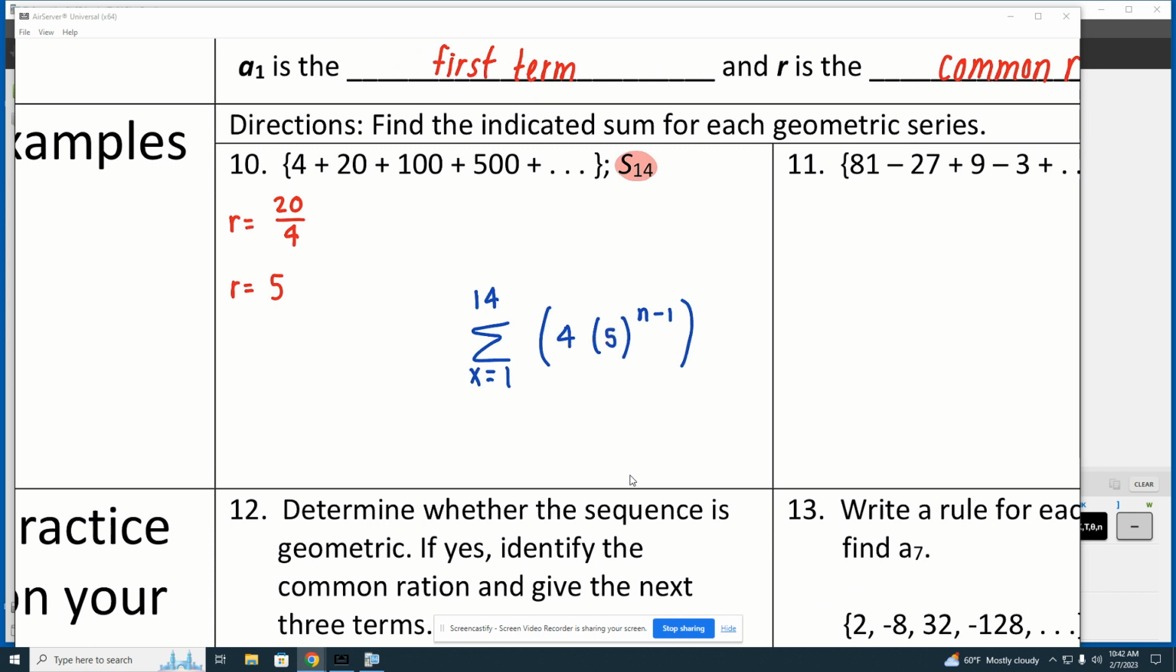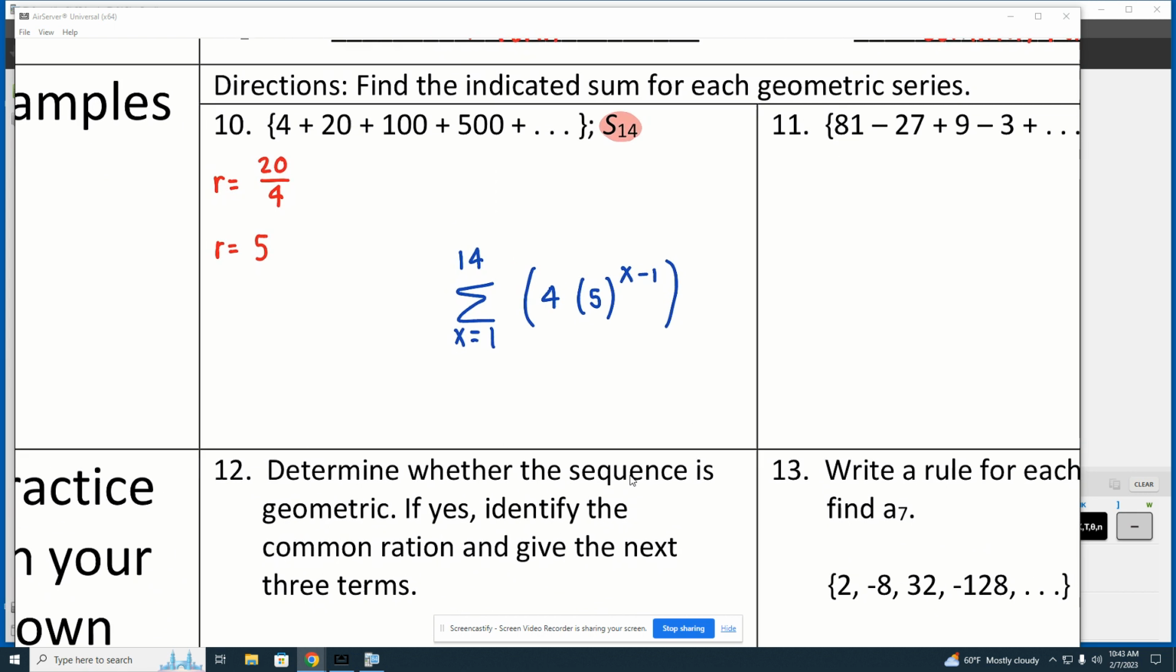And then, of course, we're going to replace n with what? X. You're not going to replace it with 14. We're not trying to find the 14th term. We're finding the sum through the 14th term. We want the equation because what's it going to do? It's going to plug in the first, second, third, fourth, fifth, sixth, seventh, eighth, ninth, 10th, 11th, 12th, 13th, and 14th term in there. And it's going to do what with all those? It's going to add them all up. So type that into your calculator.